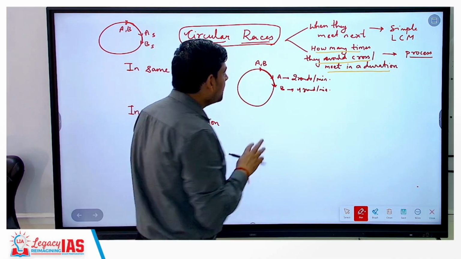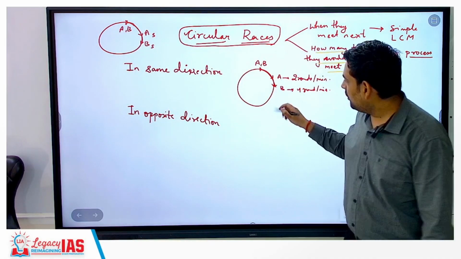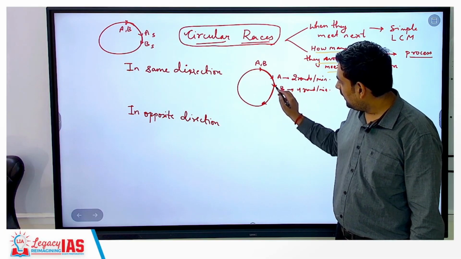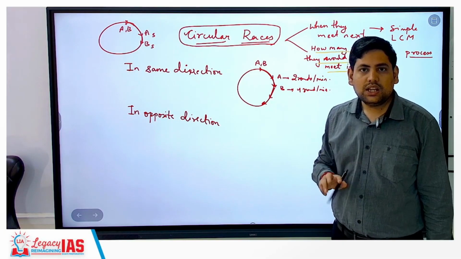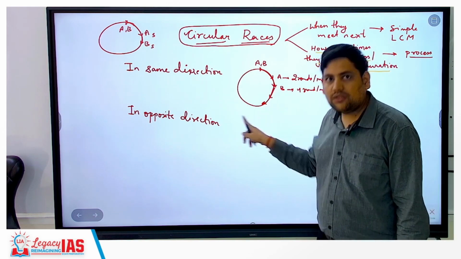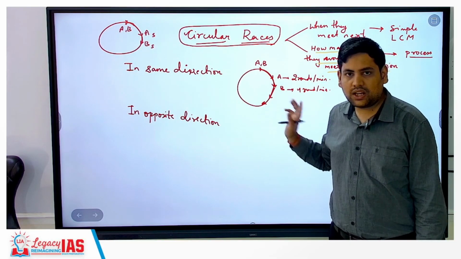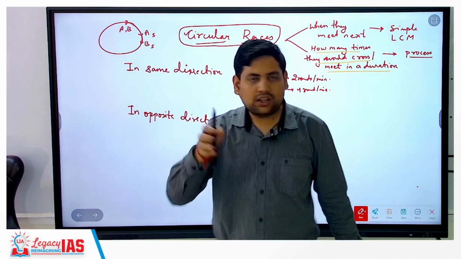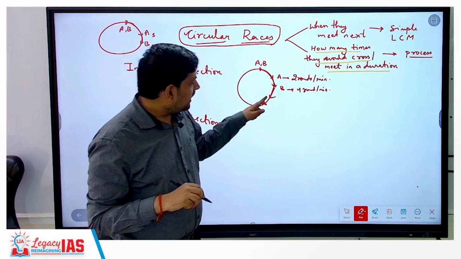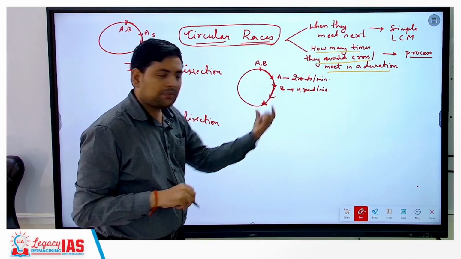Now when will they cross each other? Understand that B is moving ahead, so B will keep on moving ahead of A, and A will be following B. They will only cross when B completes one more round than A. Okay, that is the only scenario they can meet. Otherwise, if B is going in this direction and A is also going in this direction, then this gap will never be covered.